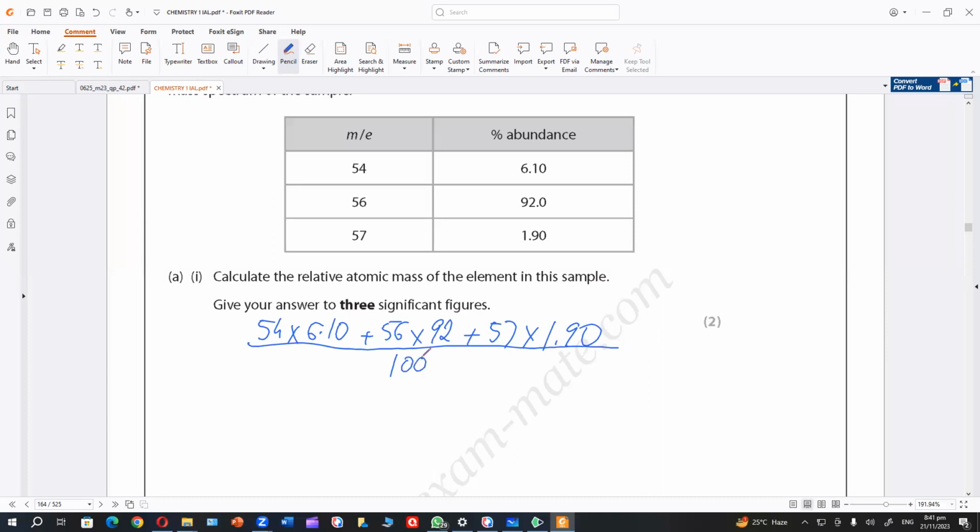Is it this one? Yeah, let's calculate it. Should be 55.9.